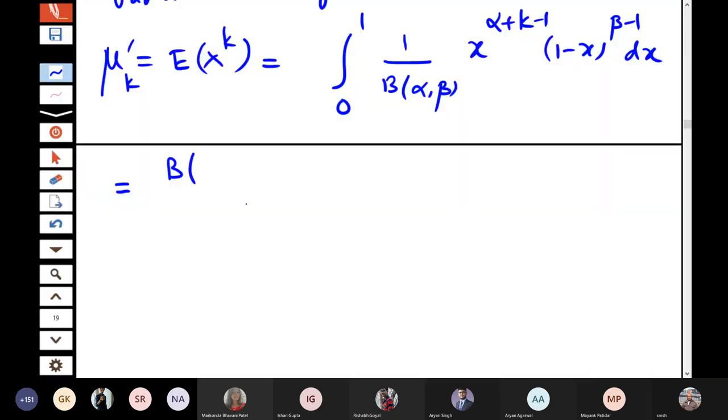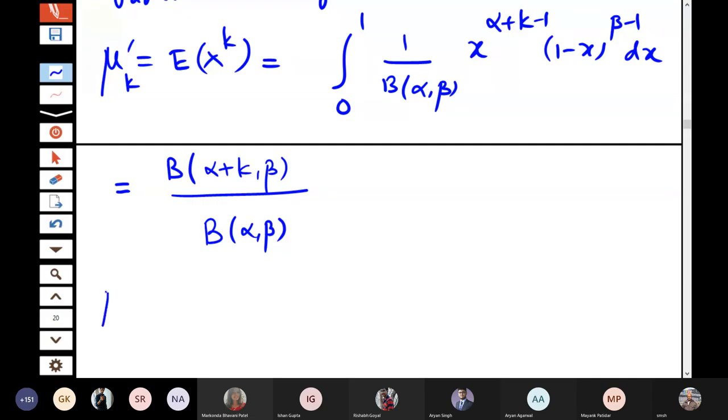Okay, so this is beta alpha plus k beta divided by beta alpha beta. So you can simplify all of this because you know the formula for the gamma function and so on. So if I am taking the integers or any such thing, then you can easily calculate it, but I don't need to express it here.